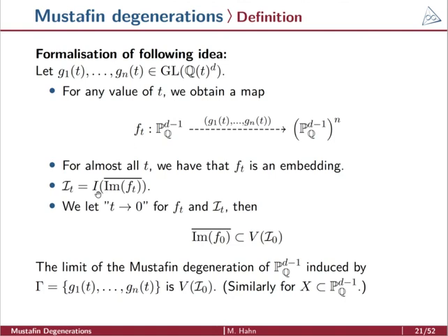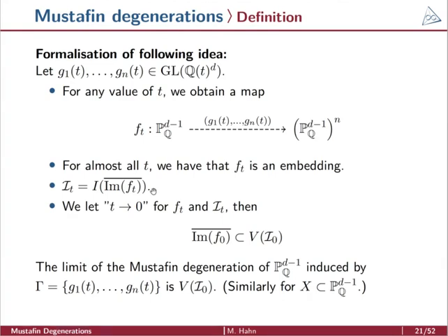And then we let t go to 0 for the map. Of course, because these are simply matrices depending on the parameter t, we can clear the denominators. This will not change the maps f_t. So we can simply take the limit t to 0 in these maps, so in these maps g_i.